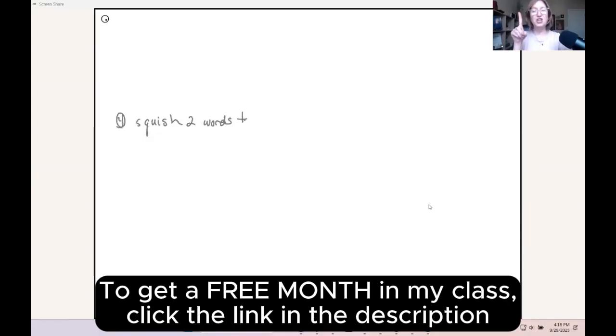Number 1, change the second word. Remove the first vowel and everything that was in front of it. Replace what was removed with an apostrophe. Squish the 2 words together. You got it, didn't you?